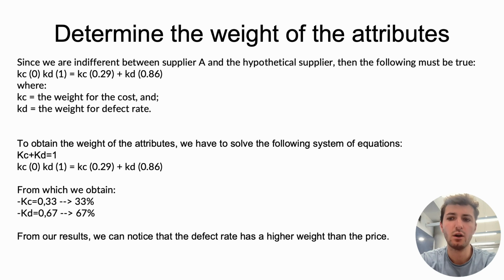Now we will define the weights of the two key factors, which are cost and defect rate. We base our calculation on the assumption that we would be indifferent between supplier A and a hypothetical supplier with a lower cost but a slightly higher defect rate. This led us to formulate a system of equations, which is solved to determine the relative importance of these attributes. The defect rate carries a weight of 67%, while cost accounts for 33%. This means that for us, product quality is significantly more important than price.